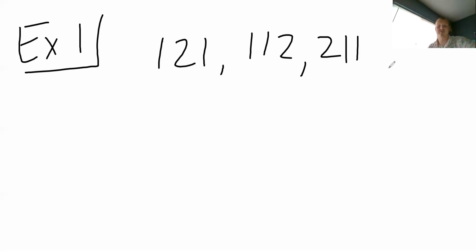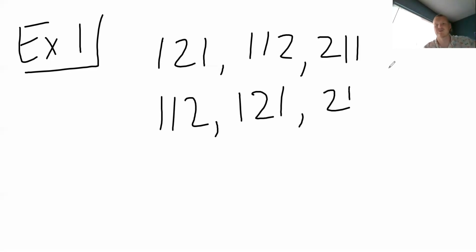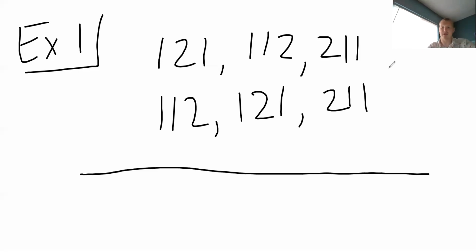Grace, what is my smallest number in that sequence? Yep, 112. And then what's the second one? 121. And then what's the biggest? 211. Okay, good. Now let's draw those out on a number line. So I got my number line here. Alan, can you come up and would you be able to plot those on my number line here? You can draw the tick marks and everything. What color do you want to use? Black. Okay.